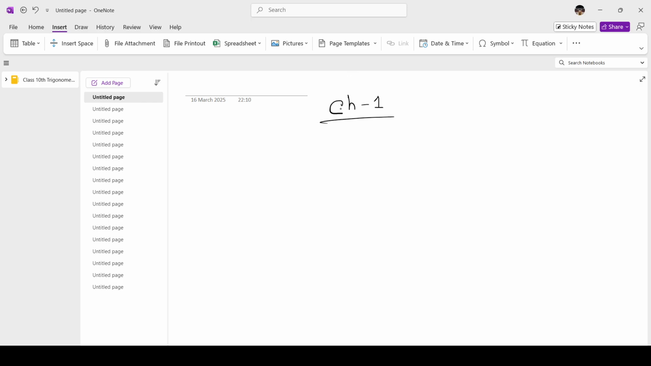Okay, that is quadratic equation. So first of all we have to understand what is quadratic equation.